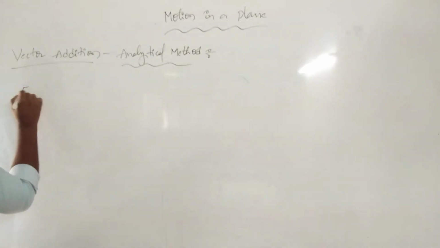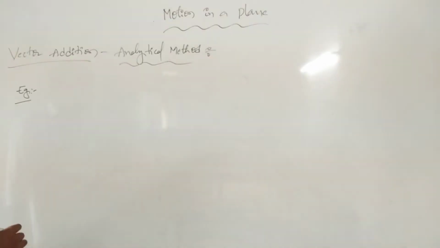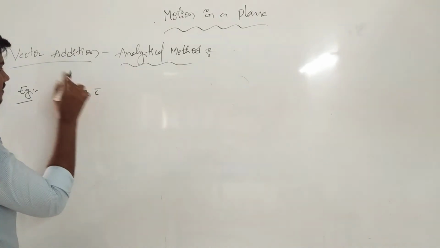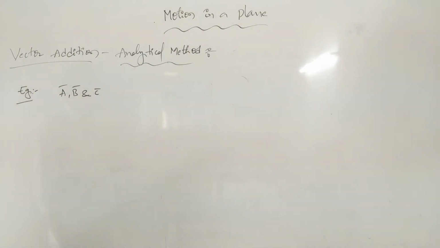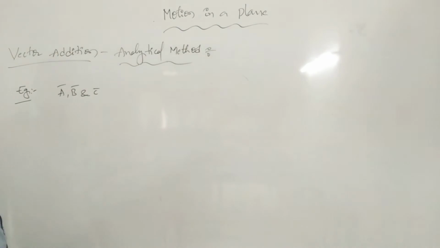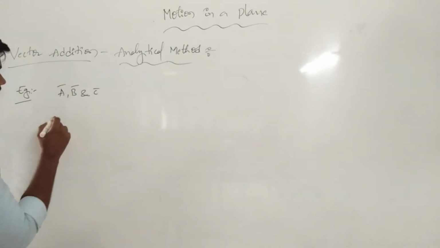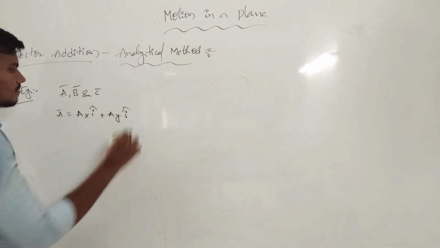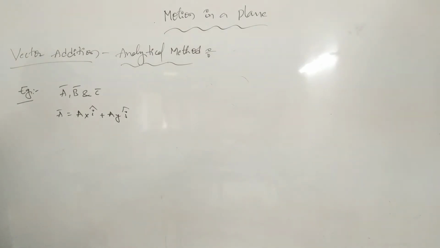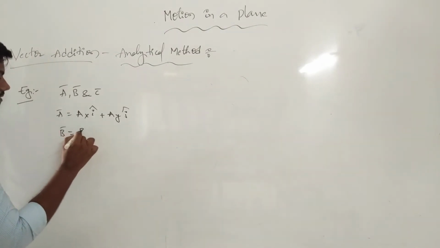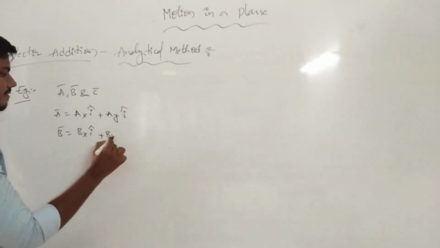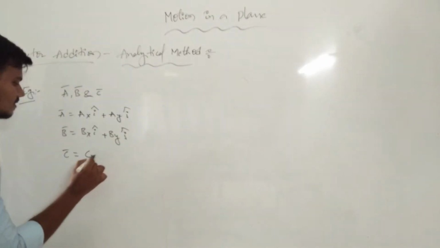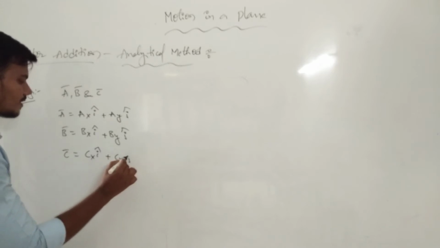For example, there are three types of vectors: A vector, B vector, and C vector. Clear? We can introduce these types of vectors. For example, A bar is equals to Ax I cap plus Ay j cap. Now B bar is equals to Bx into I cap plus By into j cap. Now the third one, C bar is equals to Cx into I cap plus Cy into j cap.